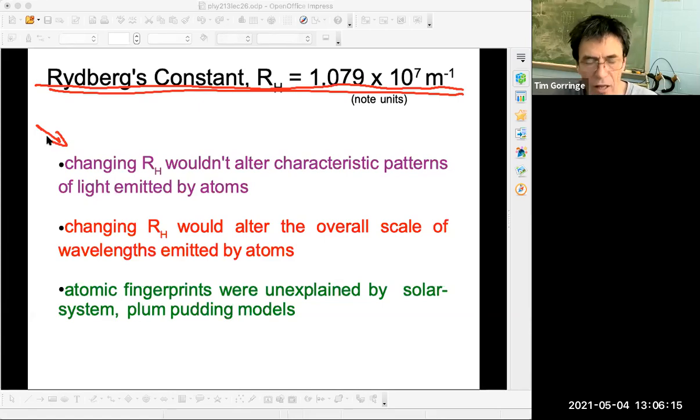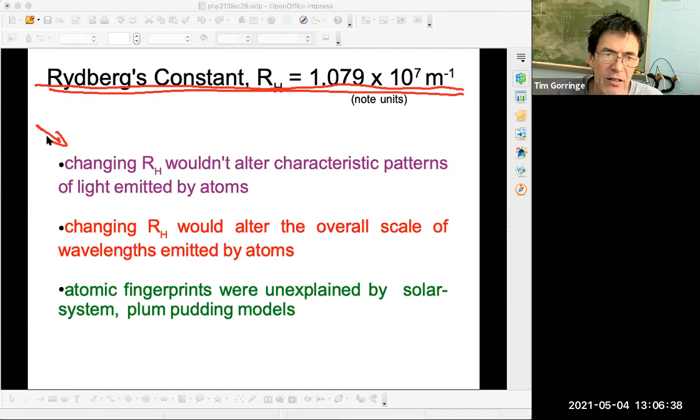If I turn that dial and change the Rydberg constant, I don't change the pattern of the colors of light, the arrangement of the colors of light. I just change the overall scale of it. I stretch it out or I compress it if I make the Rydberg constant bigger or smaller. So I'm just changing the overall scale.